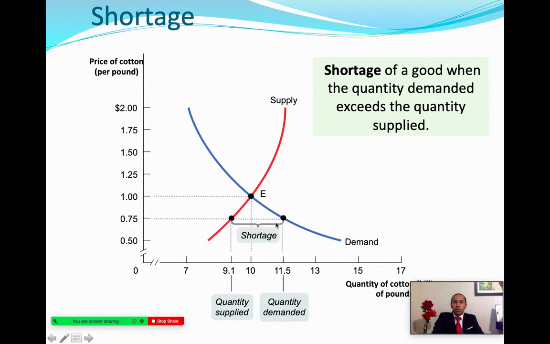So you have a shortage between quantity demanded, which is 11.5 units, and the supply of goods, which is 9.1. So you have a shortage of 2.4 units. It's the gap between those two. If the price is above equilibrium, it creates a surplus. If the price is below the equilibrium point, it creates a shortage. Those are two inefficiencies in the market that typically affect market activity and are not mutually beneficial for the buyer and seller.